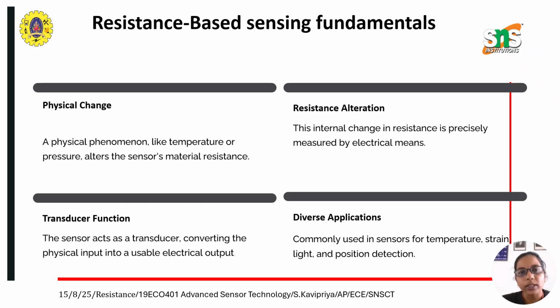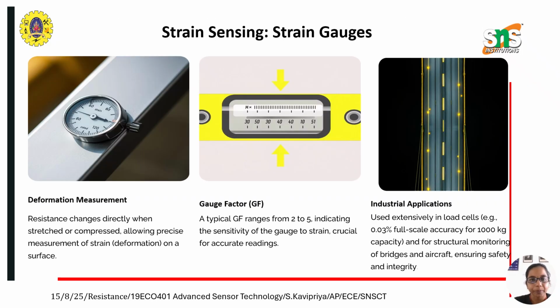Next we're going to discuss resistance-based sensing fundamentals. Whenever there are changes in physical quantities like temperature or pressure, there will be a change in the resistance of the sensing material. The change in the resistance is captured and converted into a suitable electrical signal. It is commonly used in sensors for temperature, light and position measurement.